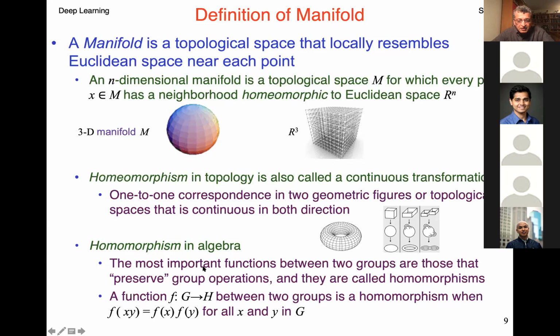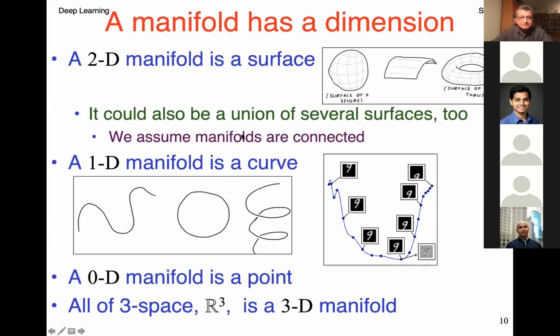So that's about homomorphism, not homeomorphism. Anyway, we're back to manifolds and a better understanding of what we mean by a manifold. I have a little bit more on examples of manifolds here. We say a manifold has a dimension. So we say a 2D manifold is a surface. The surface of a sphere is 2D. That's what I was saying in my earlier slide. I said 3D, that should have been 2D. So this is the surface of a sphere, and it's a 2D manifold.